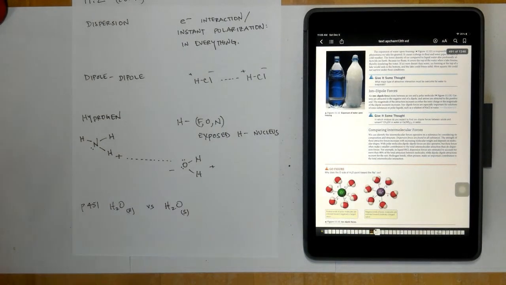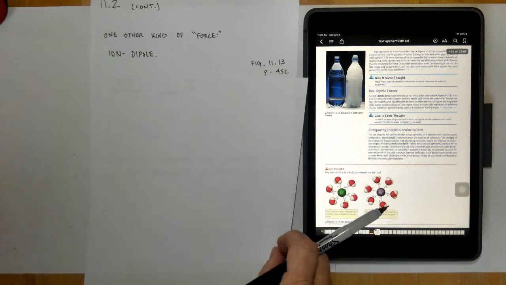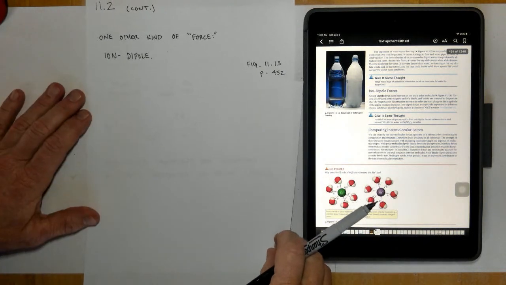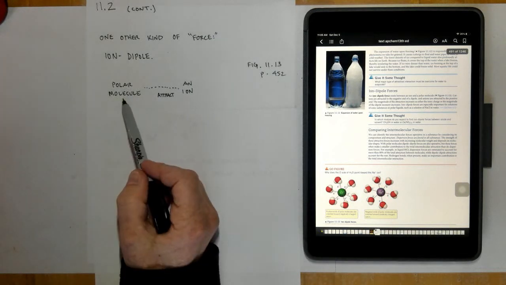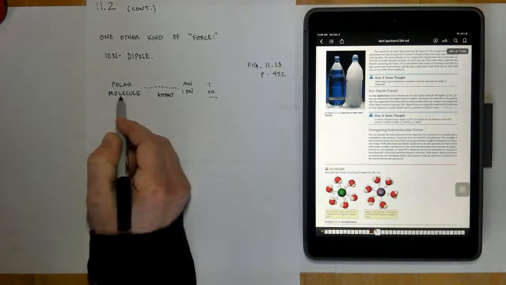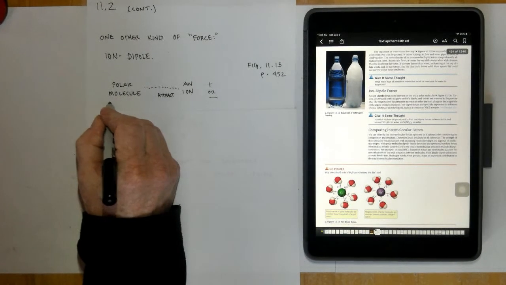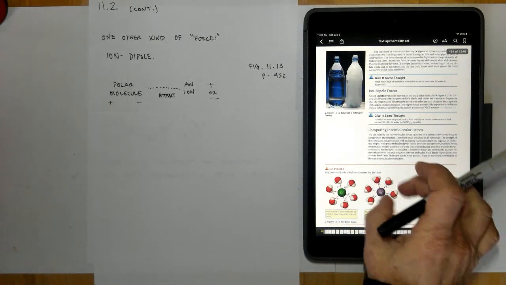All right, there's one other type of force that we need to address before we move on from these, and this is a special kind of force that happens between ions and dipole molecules. This is called the ion-dipole force. An ion-dipole force happens between a polar molecule and an ion. Remember, an ion is something that is positive or negative, and then the polar molecule, of course, is something that has a positive end and a negative end to it. And so these positives and negatives attract to one another.